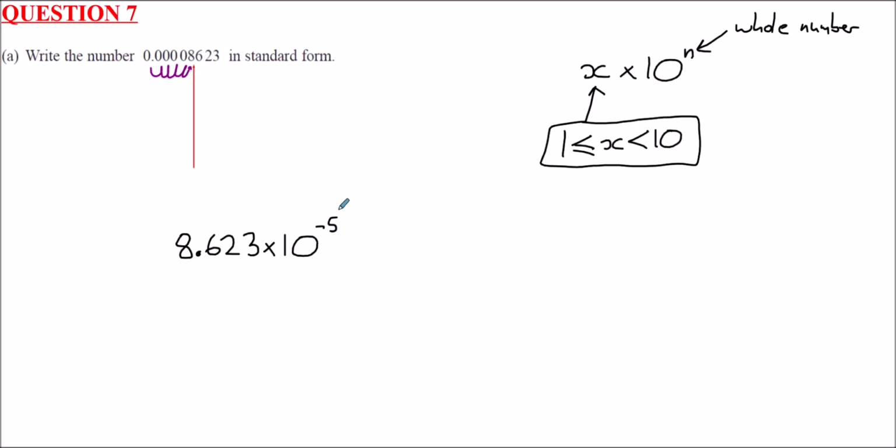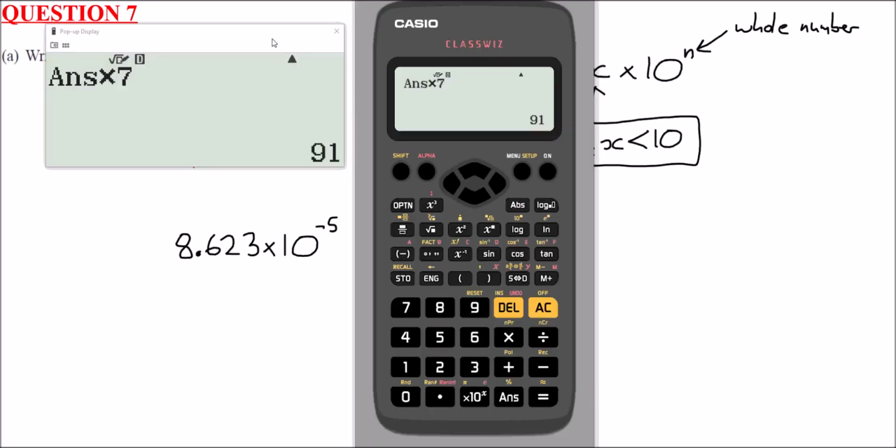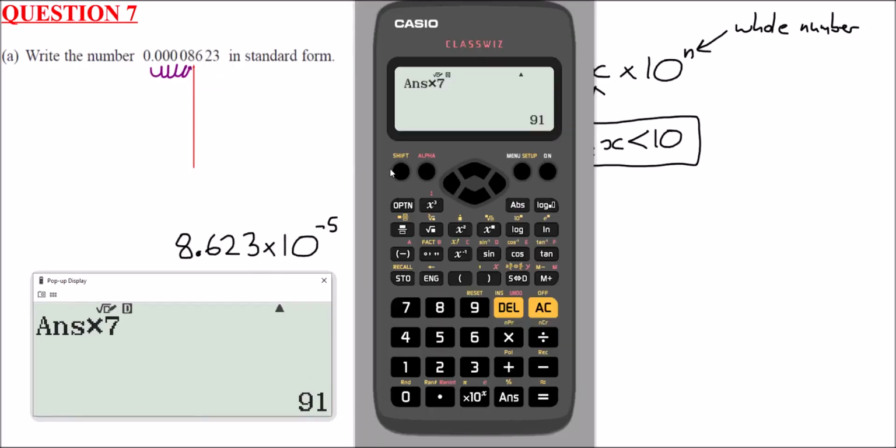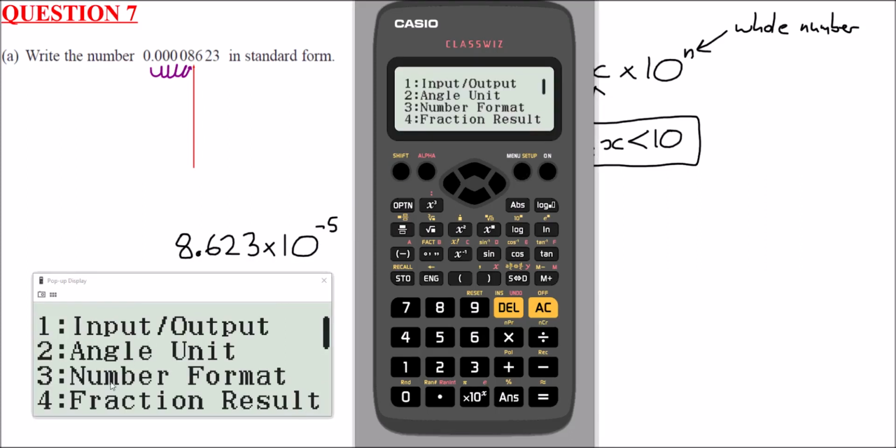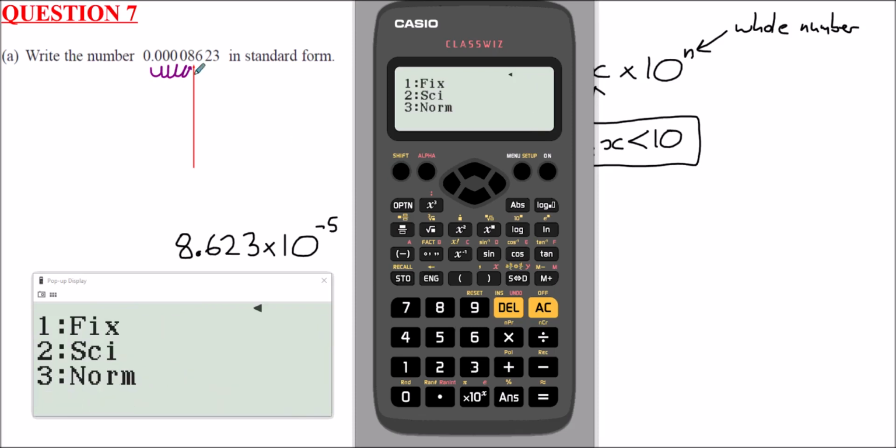I can also show you a little trick, a hack, if you like, how your calculator can do the hard work as a third approach. For this, we get the calculator and press Shift Menu. You'll notice here you've got number format, so press 3 for number format. Now standard form is a mode often used in science and by scientists, so we're going to press 2, which is code for standard form.